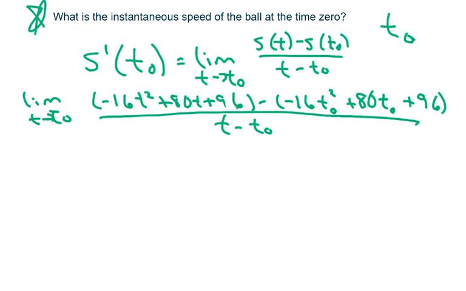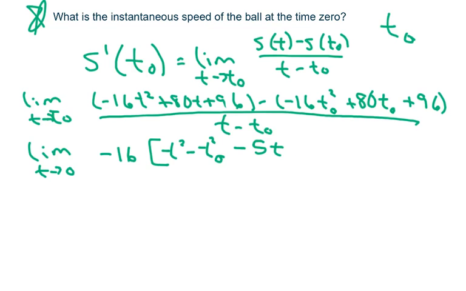Now we're going to factor out the negative 16, collect like terms, and I suggest you do this on a separate sheet because I only have this one slide. I'm going to factor out the negative 16 and then put this together. So we have t squared minus t0 squared, minus 5t plus 5t0. So I just grouped everything together and collected like terms.